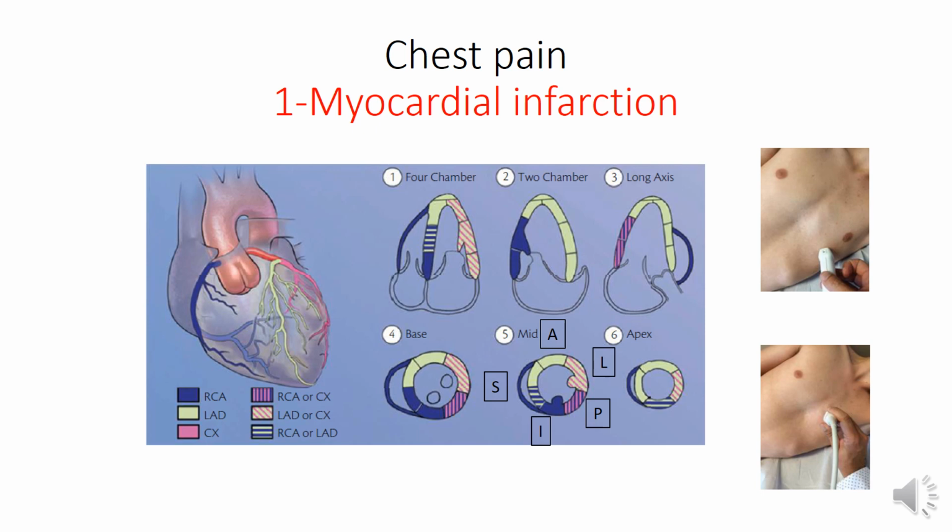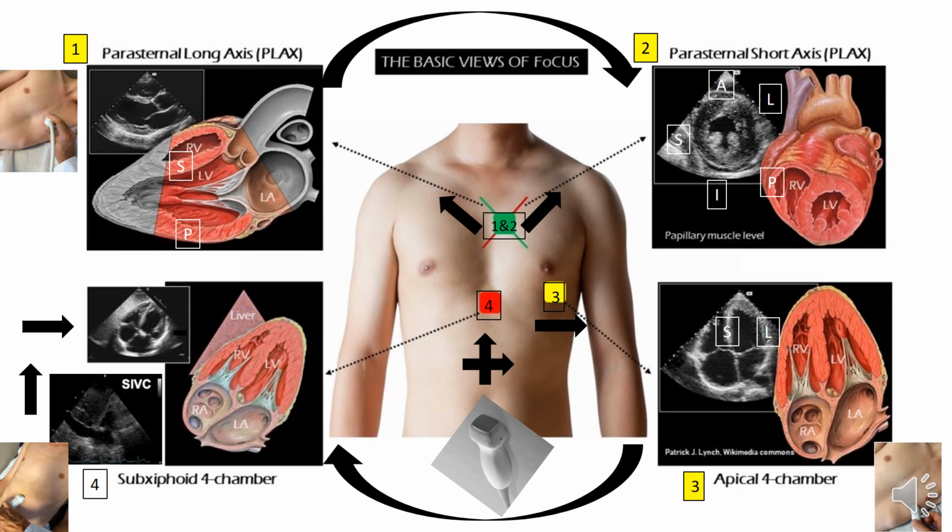For memorization, this stands for SALB: septum, anterior, lateral, posterior, and inferior. So if we go classically, as we discussed before, the three positions and the four views, starting with the third space, left parasternal long axis, we get here the septum and the posterior wall, the septum supplied by the LAD and the posterior wall supplied by the circumflex artery.